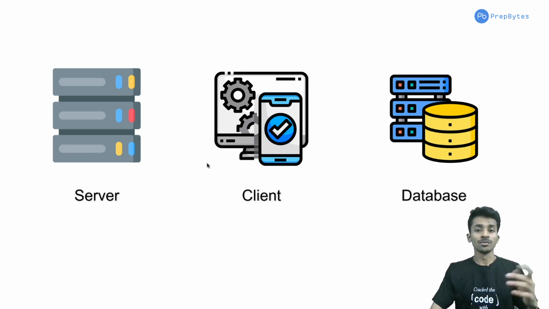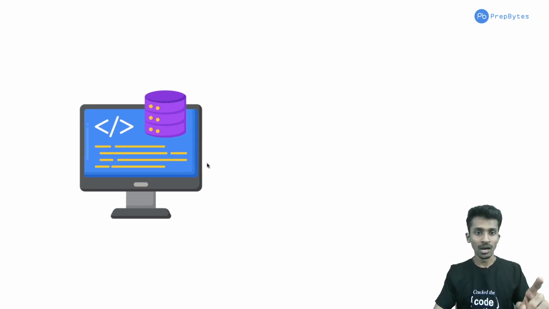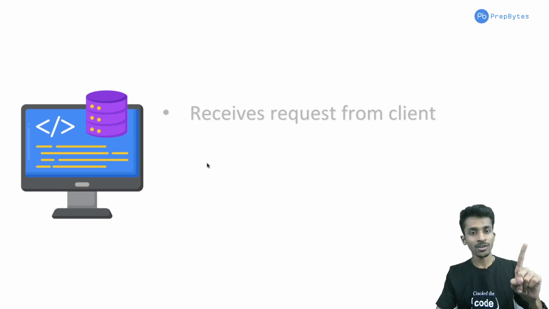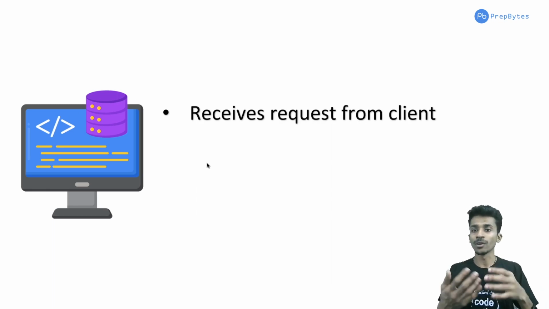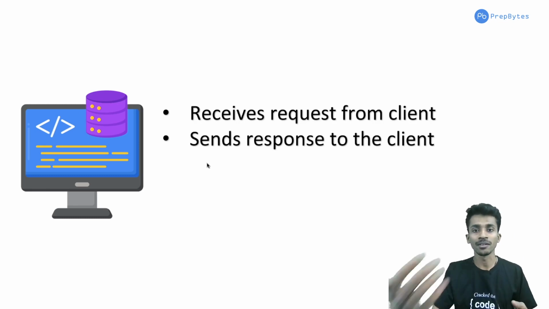Just to summarize this entire thing up, what exactly is backend? Backend is the code that runs on the server, and it does three things mainly. First, it receives the request from the client. Second, it sends a response to the client according to whichever request it received.